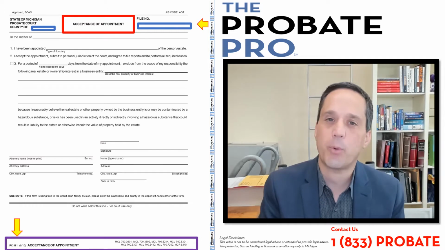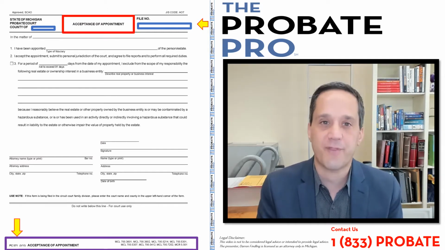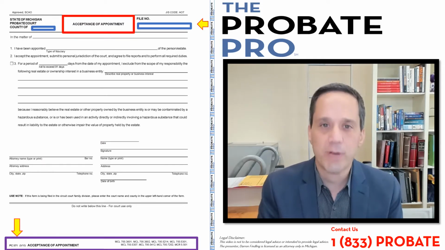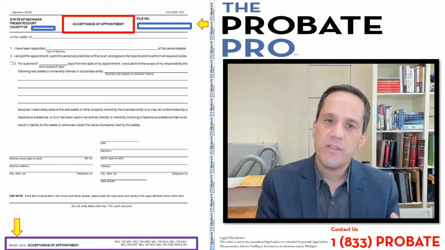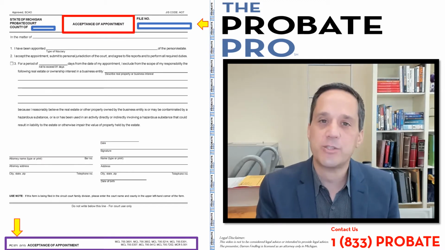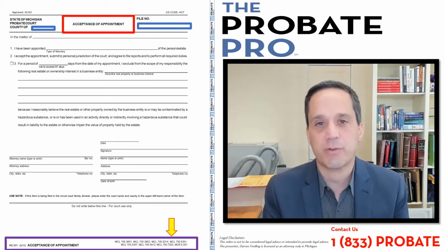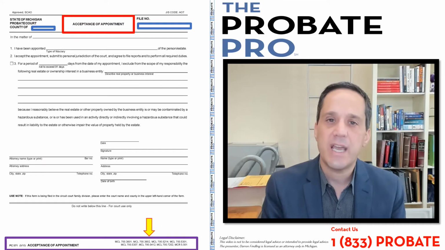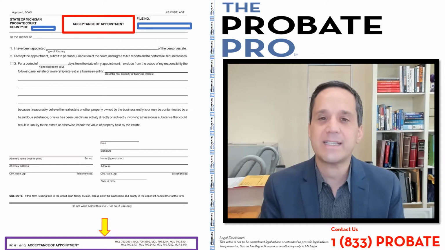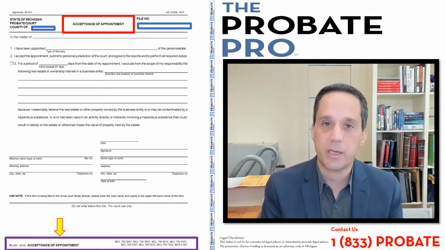The acceptance of appointment form is a versatile form. It's used in a variety of different types of files: guardianship, conservatorship, probate estates, trust administrations. So this form is guided or is created by various statutes and court rules. Now, if you look at the floating arrow at the bottom right of the screen, you'll see the various statutes and court rules that give rise to this particular document. Let's examine each of those statutes and court rules that are applicable.